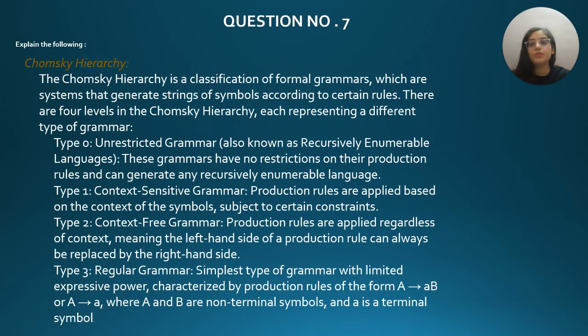Next we have to explain the Chomsky hierarchy. The Chomsky hierarchy is a classification of formal grammars, which are systems that generate strings of symbols according to certain rules. There are 4 levels in the Chomsky hierarchy, each representing a different type of grammar. So we have 4 types of grammar: type 0, type 1, type 2, and type 3. Type 0 is unrestricted grammar, called recursively enumerable language. Type 1 is context sensitive grammar. Type 2 is context free grammar, and type 3 is regular grammar.